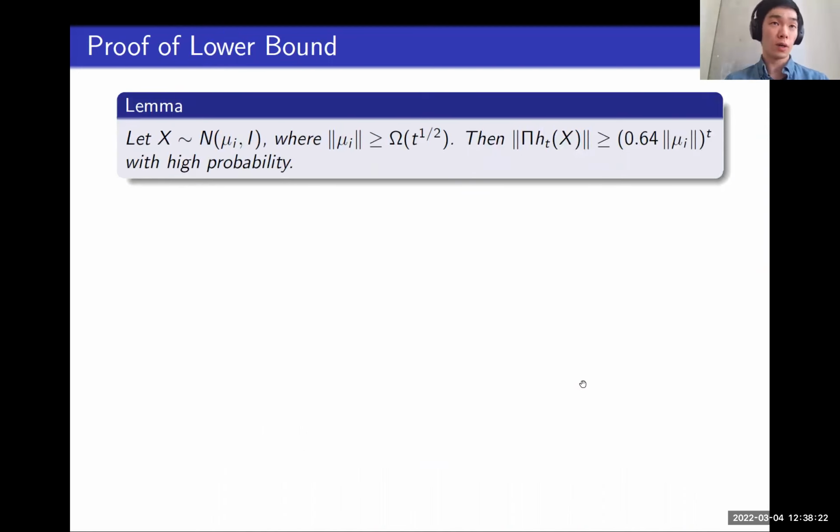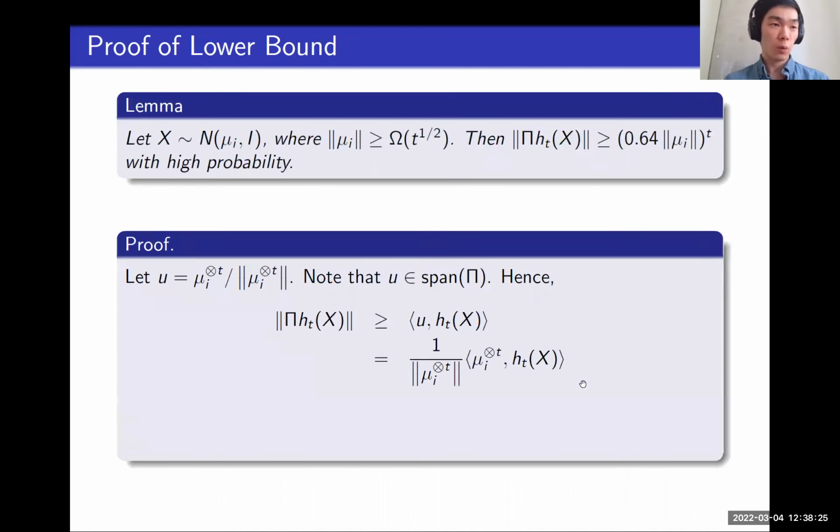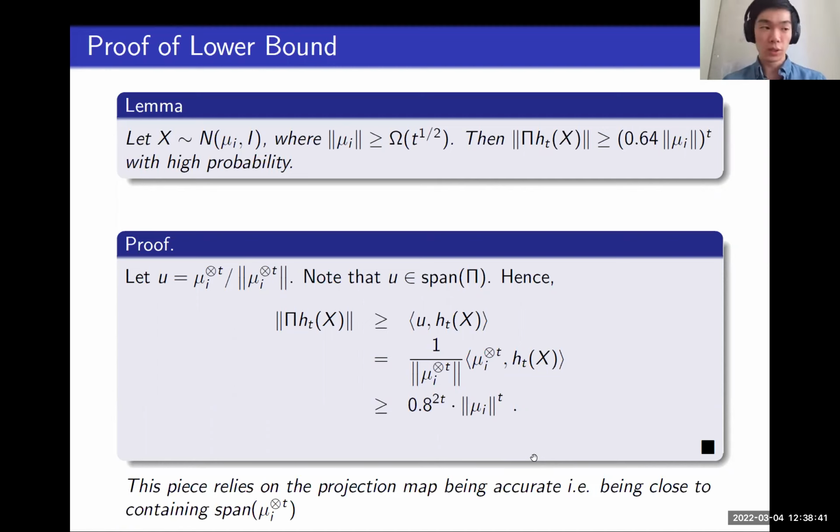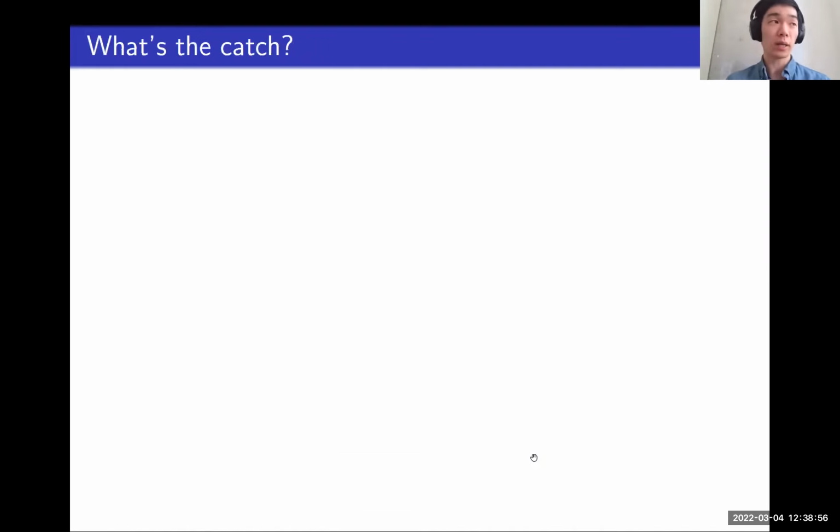And then for the lower bound, basically, we had a claim that the inner product of the Hermite polynomial with mu I to the t is lower bounded, right? And since the subspace contains mu I to the t, this immediately gives us a lower bound on the norm when projected onto that subspace. So this really relies on the projection map being accurate. So it actually projects onto the subspace or something close to what we want. Okay, so putting these two together, we get something good, but not quite there.